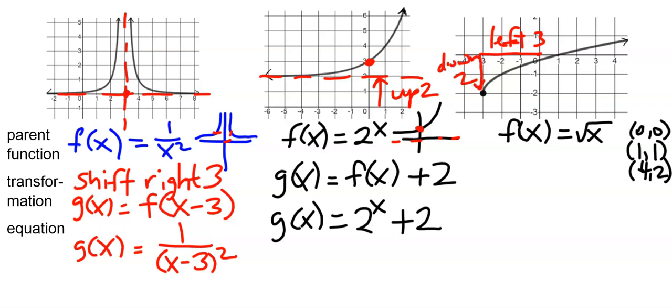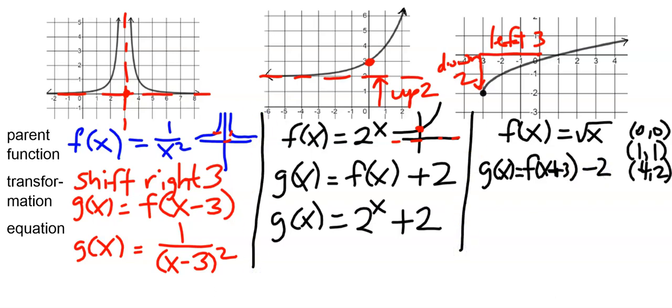So we are making one change to the x coordinate, shifting to the left 3, and one change to the entire function, which is the down 2. So if I wrote the transformation, g of x equals f of x plus 3, so a change of plus 3 inside the function, and then minus 2 outside the function. So now, if I write the actual equation, g of x is equal to the square root of x plus 3, and then outside the square root, minus 2.